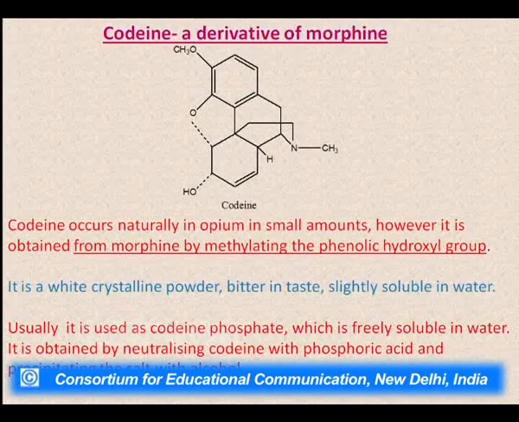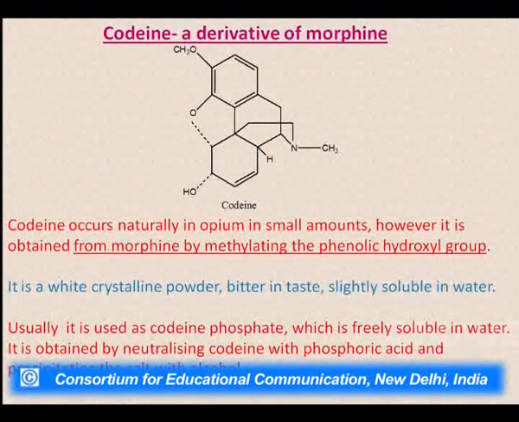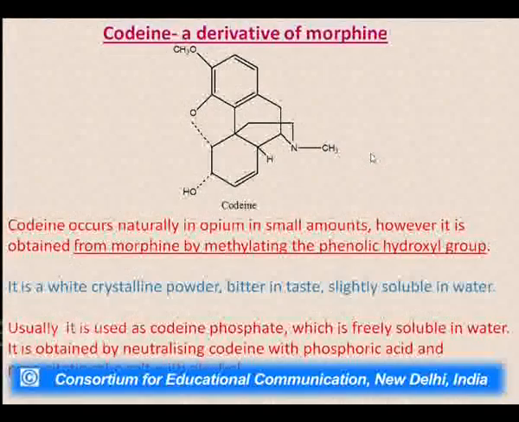Then comes codeine, which is a derivative of morphine. It occurs naturally in opium in small amounts along with morphine. However, it is obtained from morphine by methylating the phenolic hydroxyl group of the morphine. In the structure you can see that the hydroxy group of the morphine has been methylated to make the compound codeine. This codeine is a white crystalline powder.